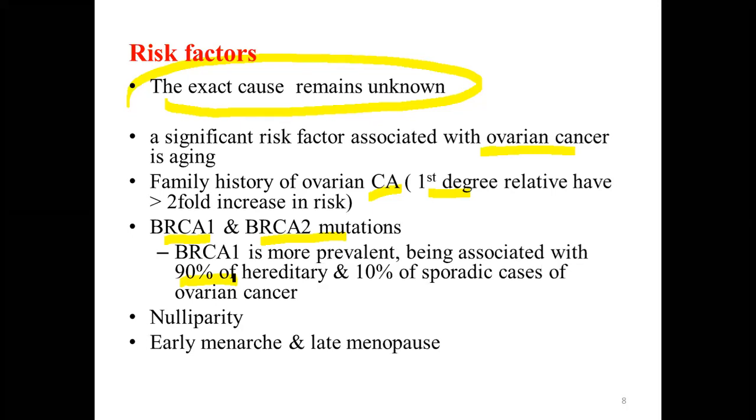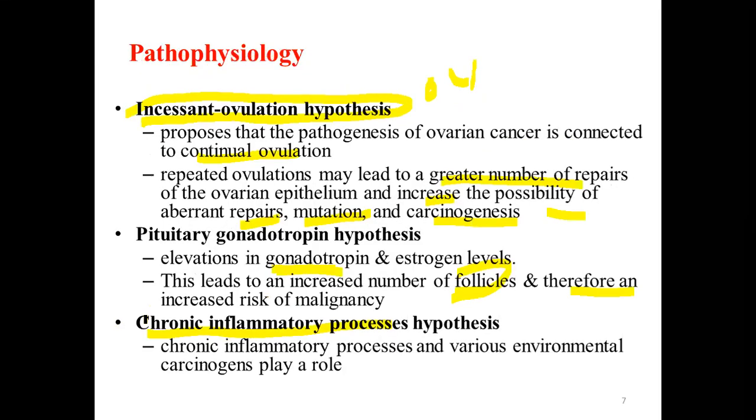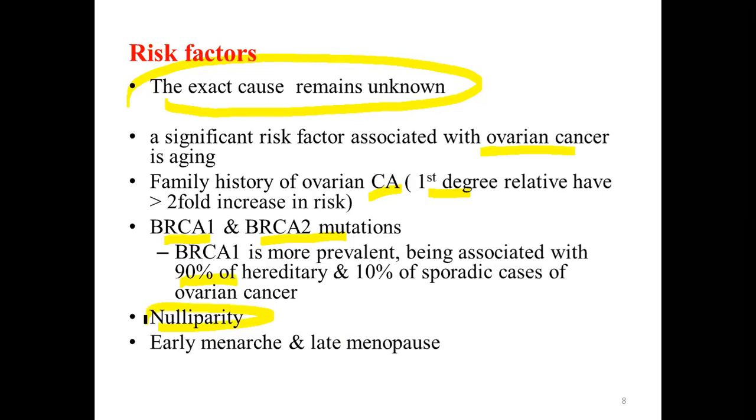Then nulliparity. This nulliparity is related to frequent or repeated ovulation. So remember, this nulliparity will support the hypothesis which proposes that ovarian cancer is due to continuous ovulation. When there is nulliparity, as long as they are fertile, there is continuous ovulation every month. Okay.